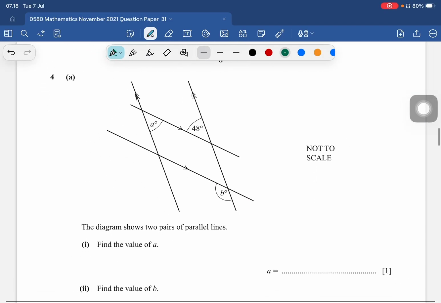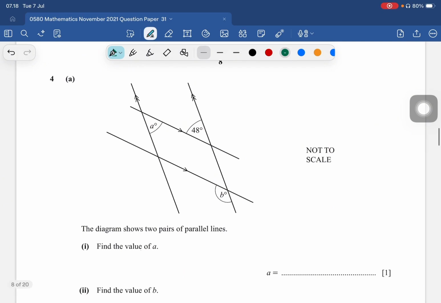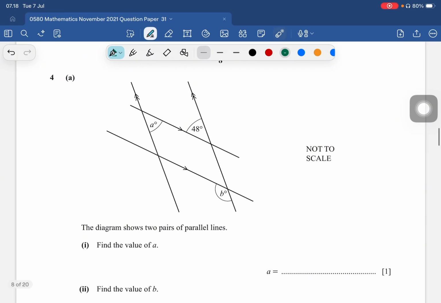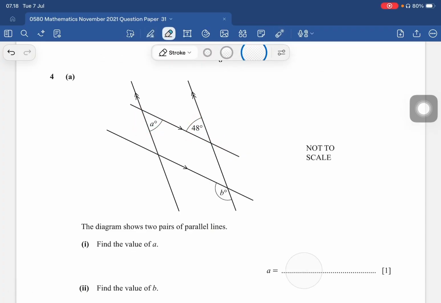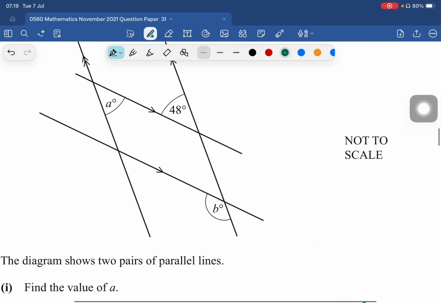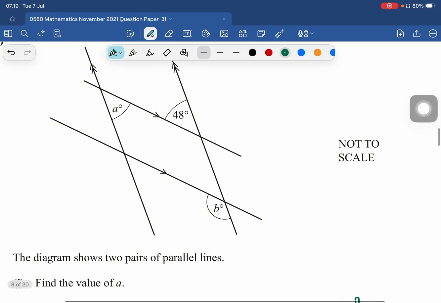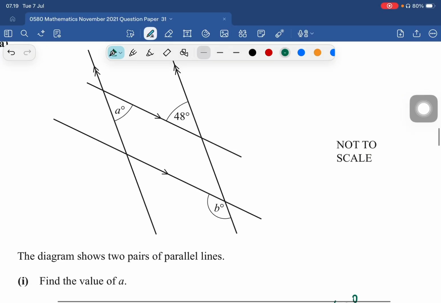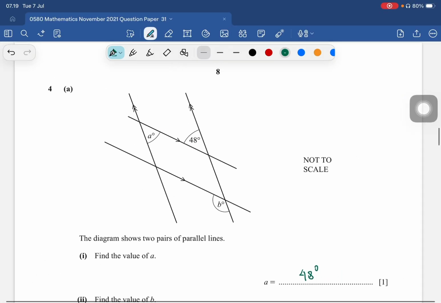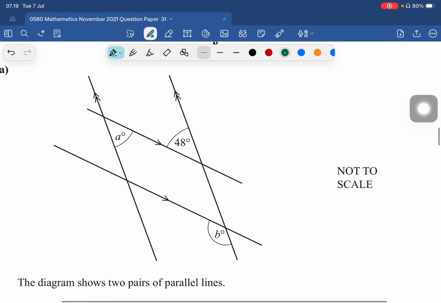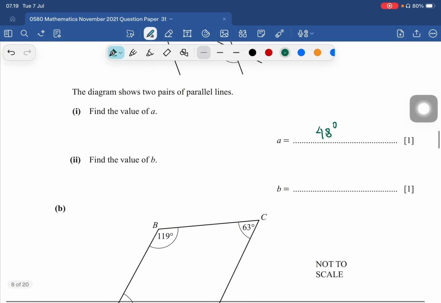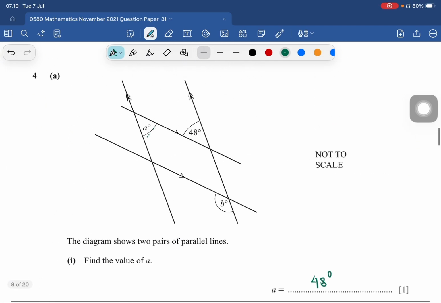Okay, number 4. The diagram shows a pair of parallel lines. As this is an alternate angle, they are equal. So A equals 48 degrees. Okay, next, here is 48. What information can we get from here? Let's find the value of B.